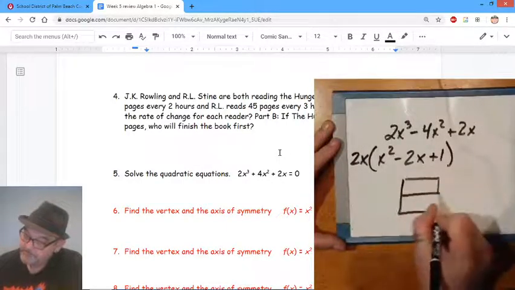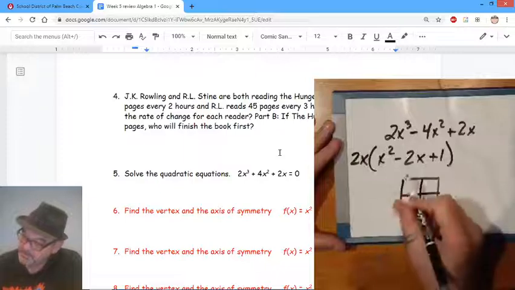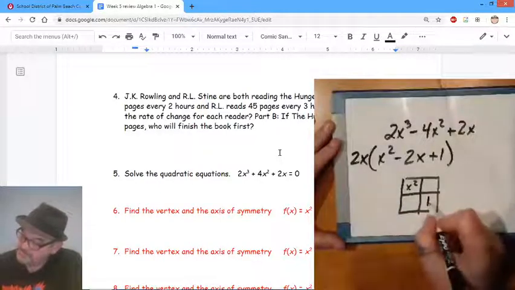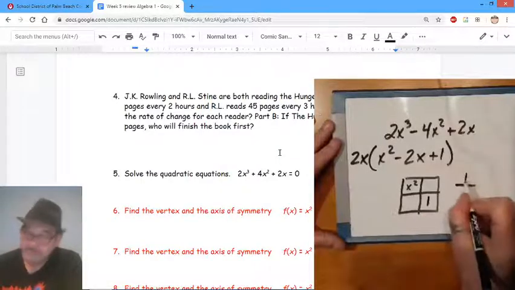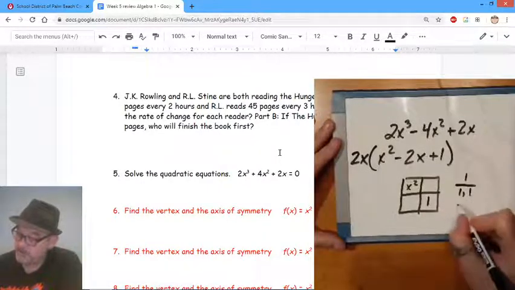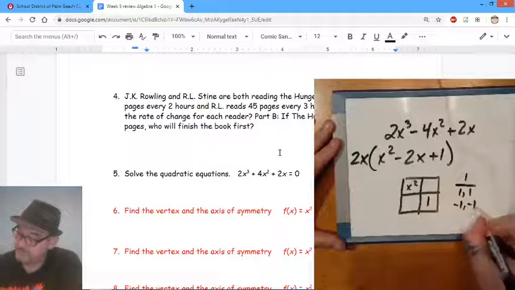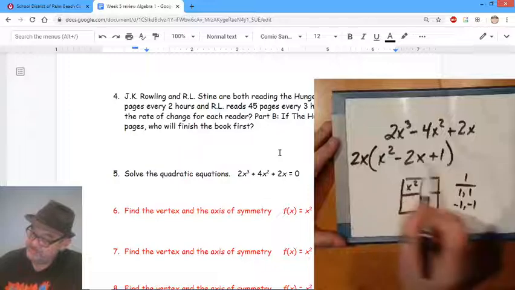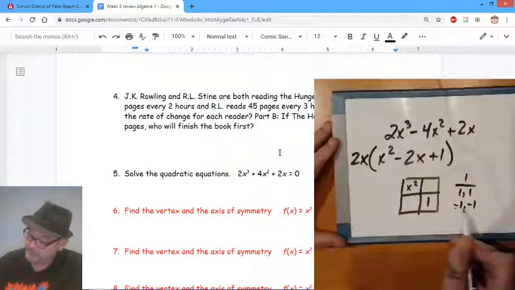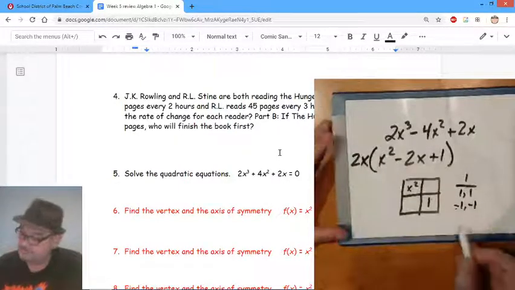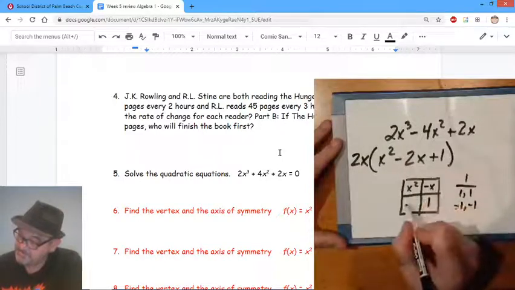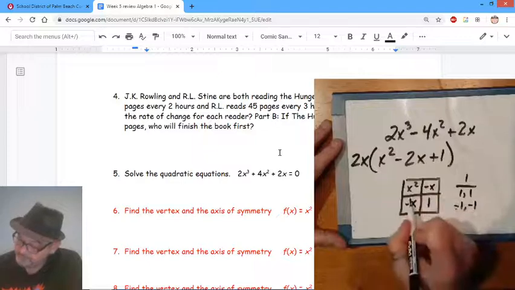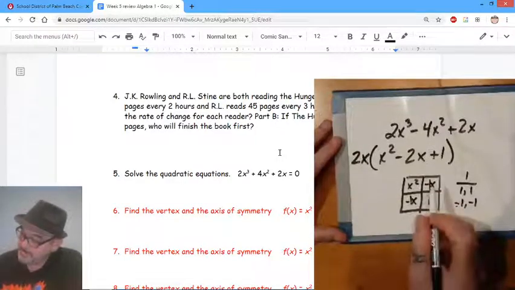If you guys remember back in the old box days, what goes in here? X squared. Down here, 1. 1 times 1 is 1. What are my factors of 1? Well, it's either 1 times 1 or negative 1 times negative 1. Which pair of factors, when added together, make negative 2x or negative 2? The negative ones. Negative 1 and negative 1 is negative 2. So this becomes minus x. This becomes minus x, or minus 1, I'm sorry. Minus 1x.